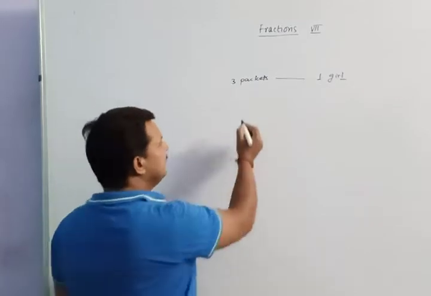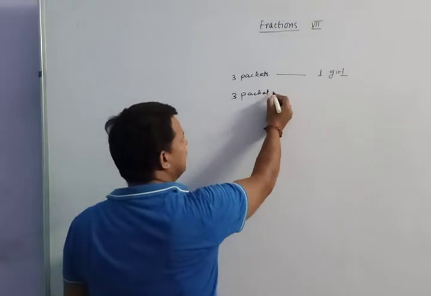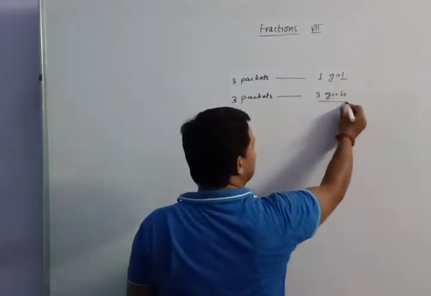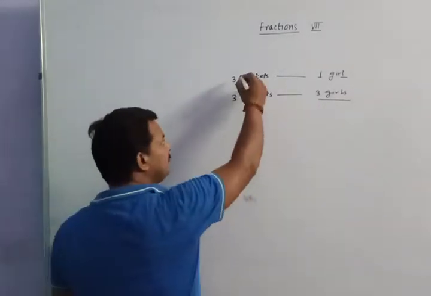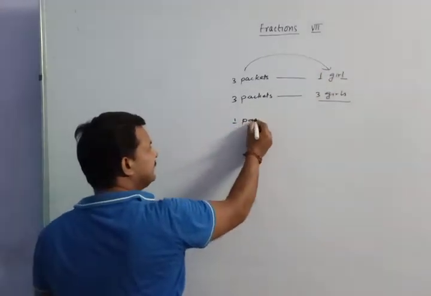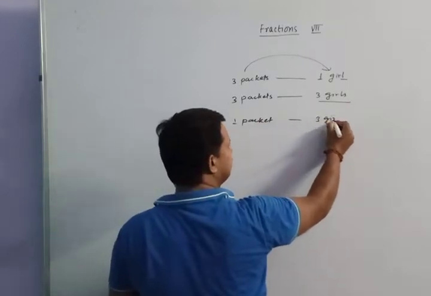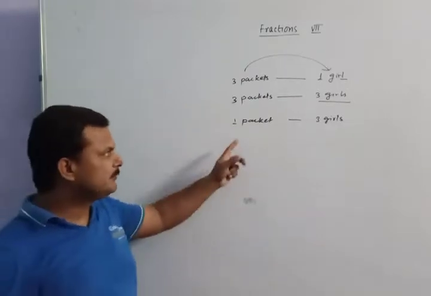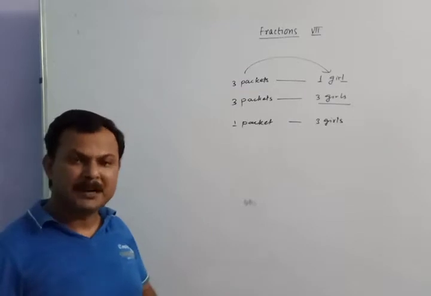Suppose you have to divide three packets of biscuits among three girls. You can give one packet to each one. But think about the reverse. If it is reversed, one packet of biscuits and three girls. In that situation, what will be? You have to open the packet and then divide it into three parts.